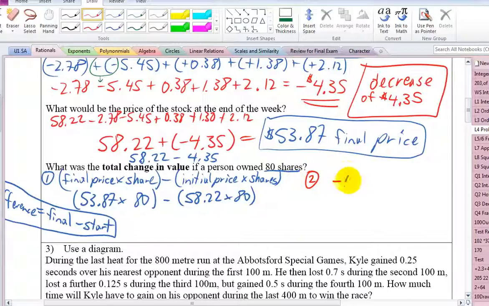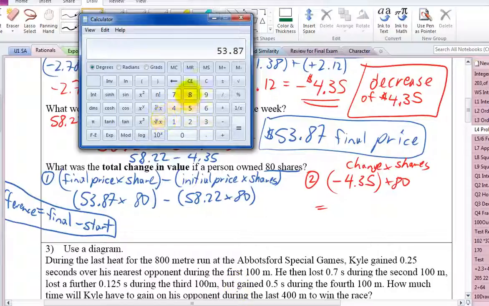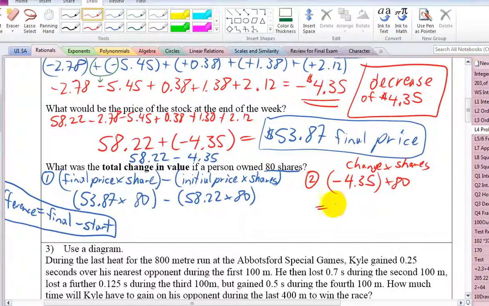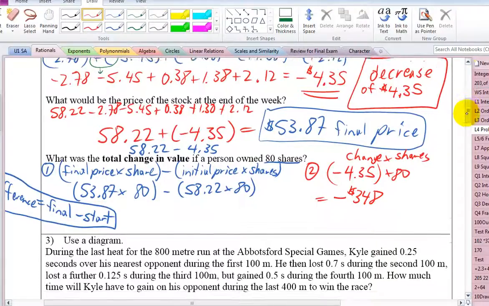Now, since the question led us through, we actually have method number 2. We have a decrease of $4.35 a share. So this would be the change, and we can multiply that by the shares. So we could times that by 80. And then we'll see what we get. On the calculator, 80 times $4.35, and make sure it's a negative number. Press equals. So negative $348. So that was the change in value.